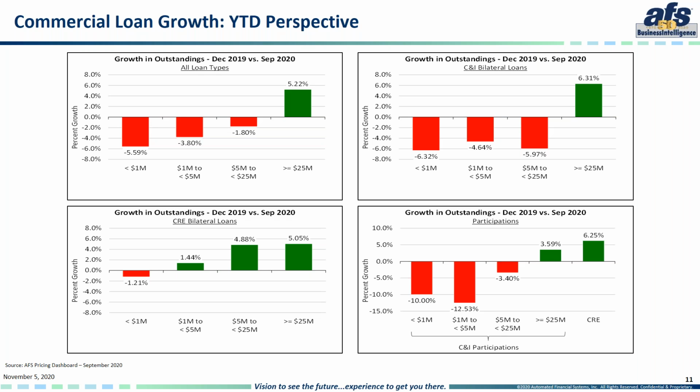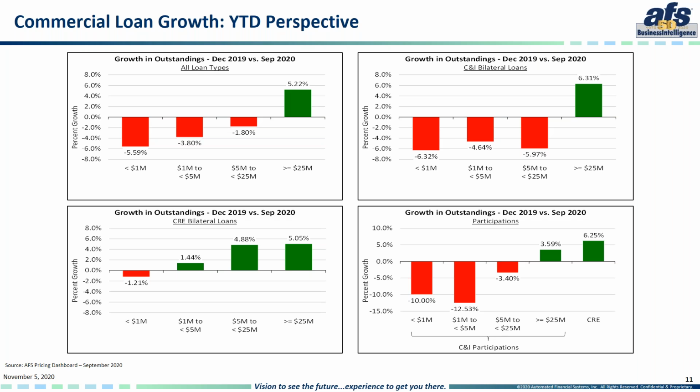The bright spot this year is CRE bilateral loans and CRE participations. The bottom left chart shows negative growth for only the smallest loan size range for CRE bilateral loans, while CRE participations are up 6.25%.